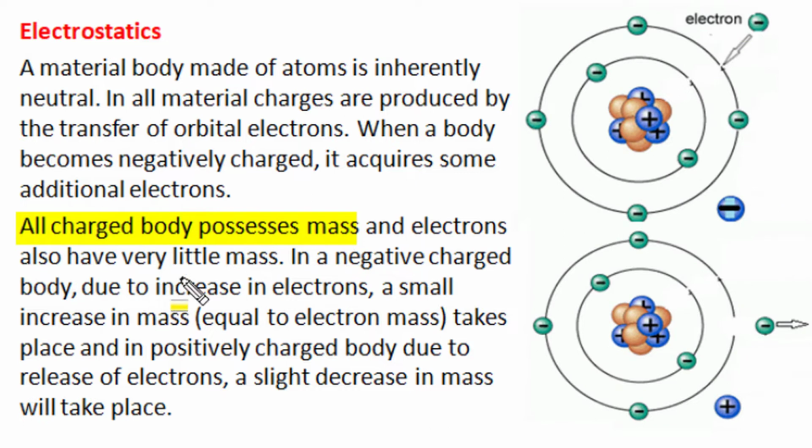All charged bodies possess mass. No charge can exist without mass, and an electron also has a little mass. When a negatively charged body acquires electrons, it also acquires the mass of those electrons. So in comparison to a neutral body, in a negatively charged body, due to the increase in electron number, there would be a small increase in mass equal to the mass of those additional electrons. Similarly, in case of a positively charged body, when it loses electrons, it would have a little decrease of mass equal to the mass of those electrons released from the body.